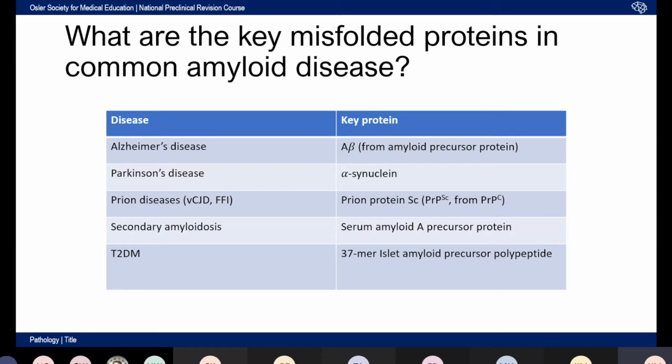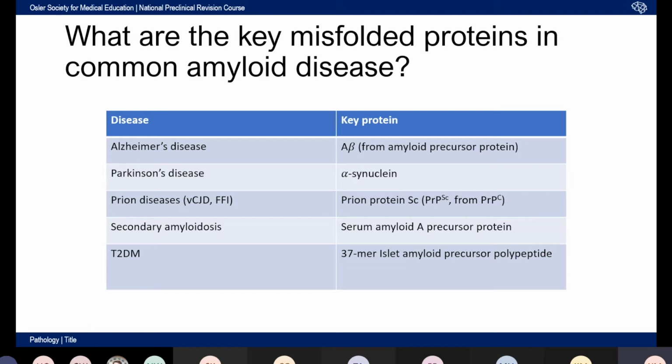So just a quick slide to show the key misfolded proteins in some key amyloid diseases. In Alzheimer's, the protein that misfolds is derived from APP, amyloid precursor protein, and it's called beta amyloid. In Parkinson's, it's called alpha-synuclein. In the various prion diseases, such as variant CJD and fatal familial insomnia, it's prion protein, PrPSc, and that's derived from PrPC. In secondary amyloidosis, it's serum amyloid A, and in type 2 diabetes, which is also interestingly an amyloid disease, it's the islet amyloid polypeptide. As you can tell, amyloid scientists love lots of really long words.